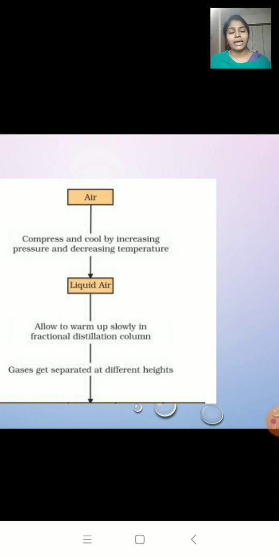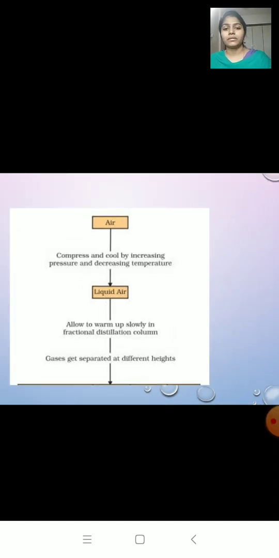Then this liquid air is passed into the fractional distillation column. In that column, the air is warmed, or heated slowly. So the gas with the lowest boiling point will come out first, and the gas with the highest boiling point will come out at the end. I hope you have understood, children. So today we studied about distillation, fractional distillation. Okay. Thank you.